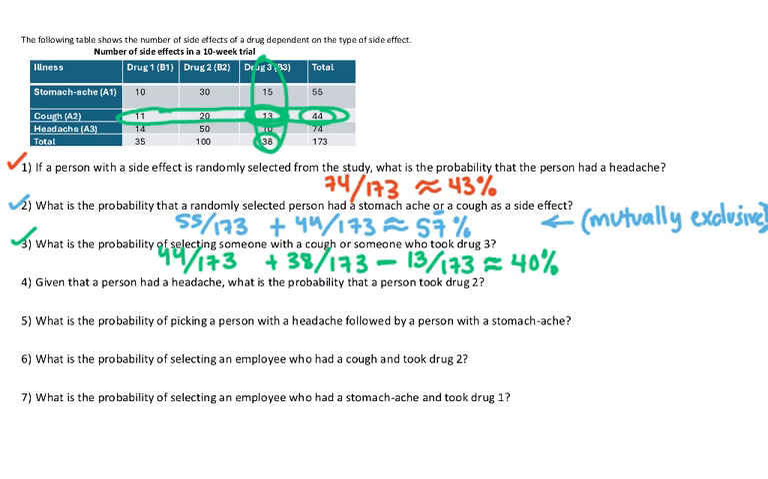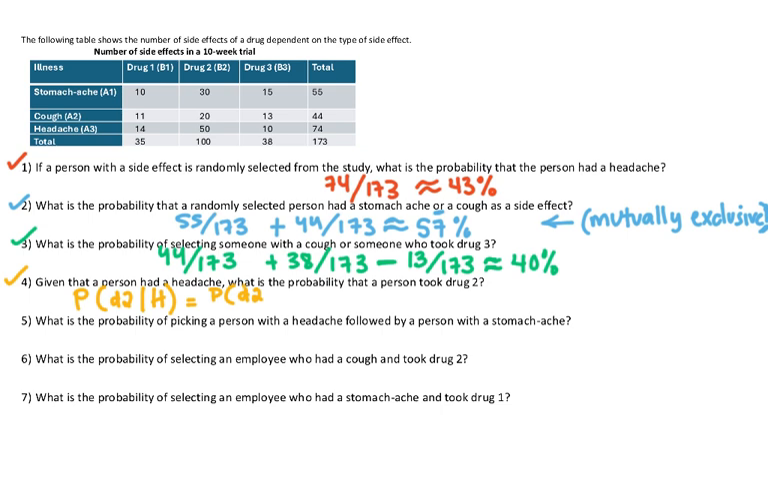Okay, let's look at the next one. So I'll erase all this. Given that the person had a headache, so we're looking at a conditional probability and we know he had a headache, what's the probability that the person took drug number 2? So that's the probability that they took drug number 2 and had a headache divided by the probability of a headache. So all the headache people. So the probability of drug 2 and a headache is 50. And the probability you had a headache, so all the headache people were 74, which ends up being about 68%. So if you knew the person had a headache, it was 68% likely that they had taken drug number 2.